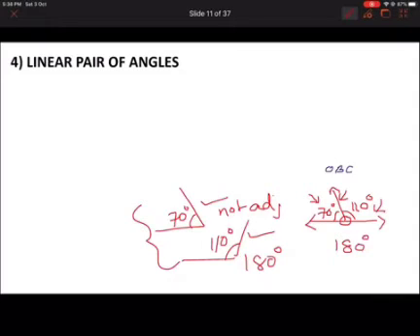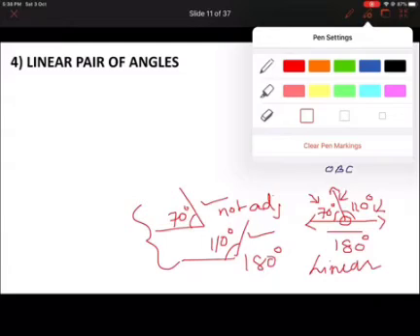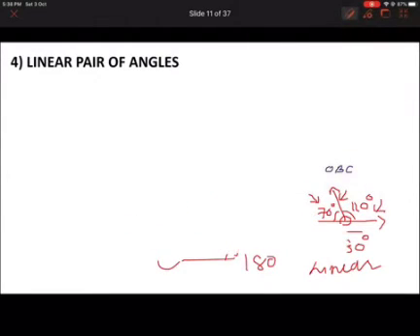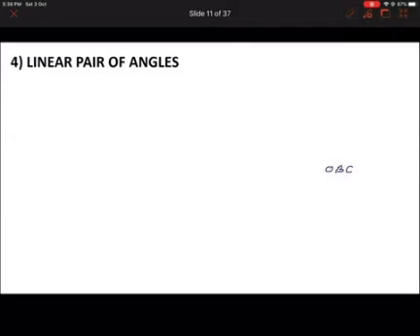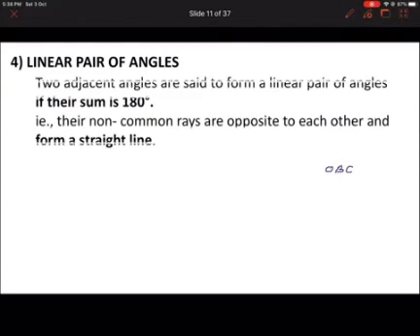So, if two supplementary angles are adjacent to each other, like so, then we call them linear pair. Children, again, let me repeat. Two supplementary angles, which are adjacent, form a linear pair. I hope that's clear. Let's define. Two adjacent angles are said to be linear pair of angles if their sum is 180 degrees. Their non-common rays are opposite to each other and form a straight line.